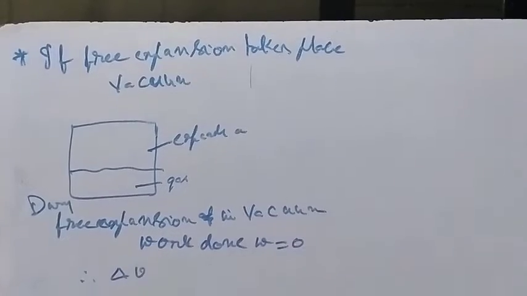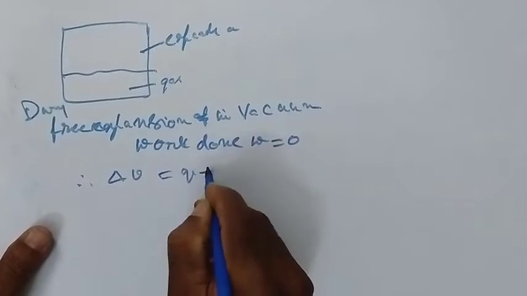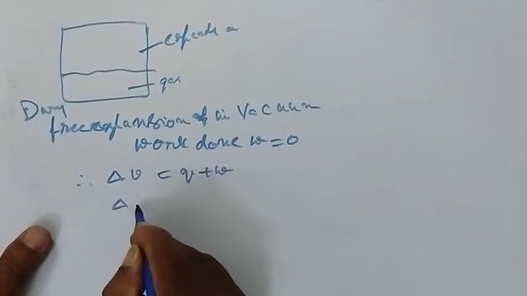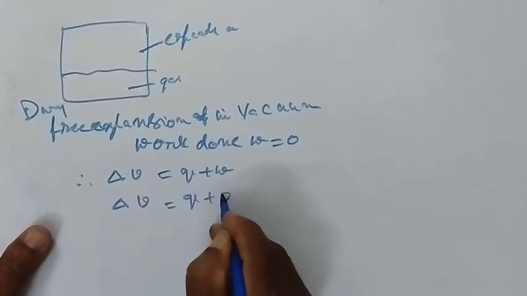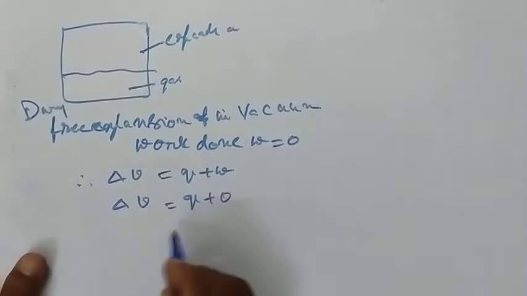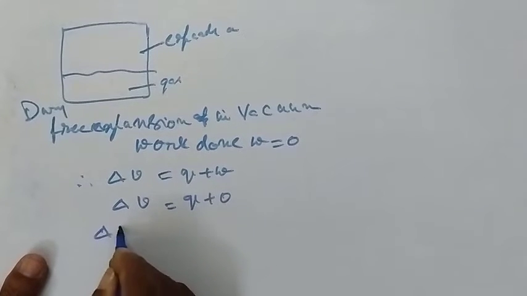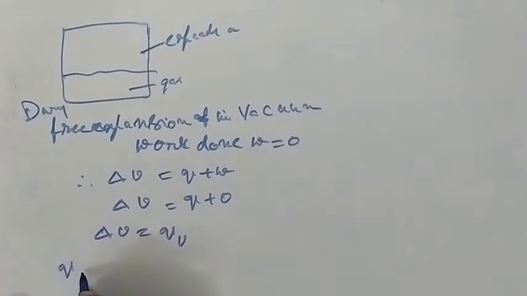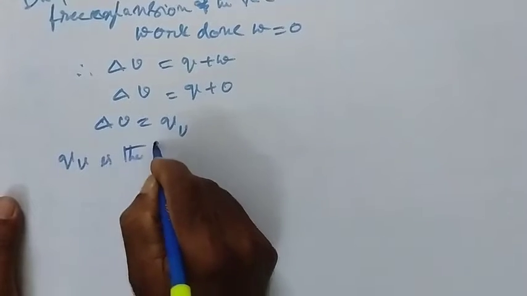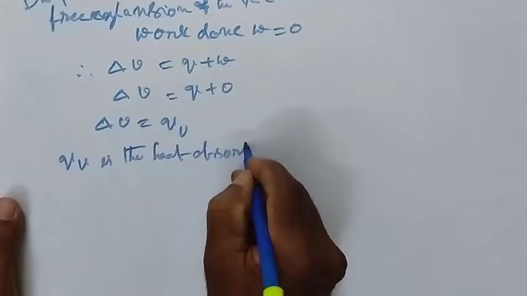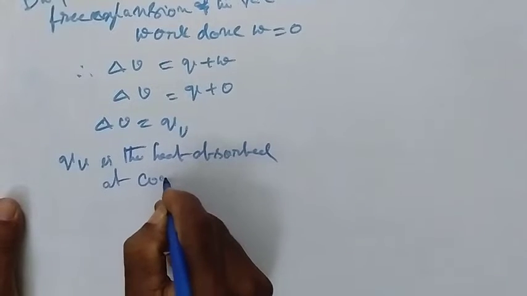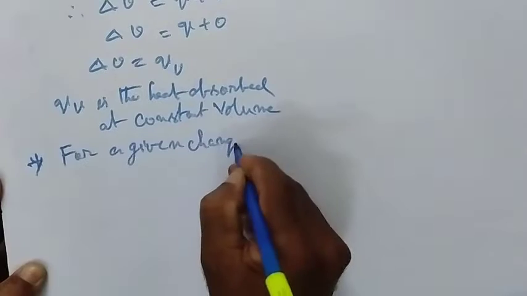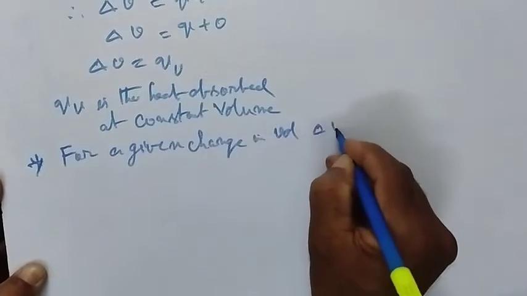Therefore internal energy, delta U equal to Q plus W. Delta U equal to Q plus 0. Right. So this is nothing but QV. Delta U equal to QV. QV means heat absorbed at a constant volume. QV is the heat absorbed at a constant volume.